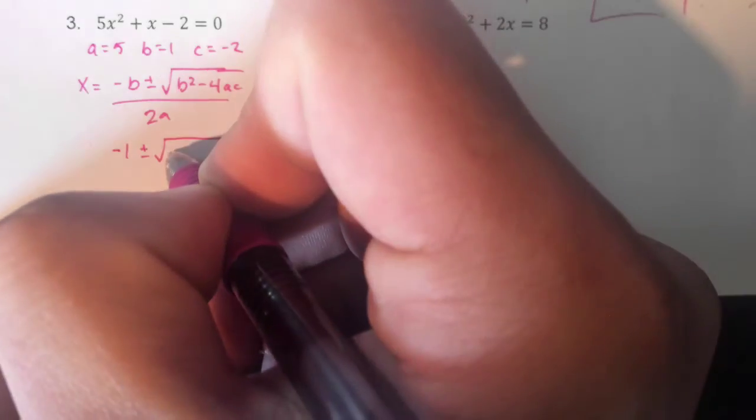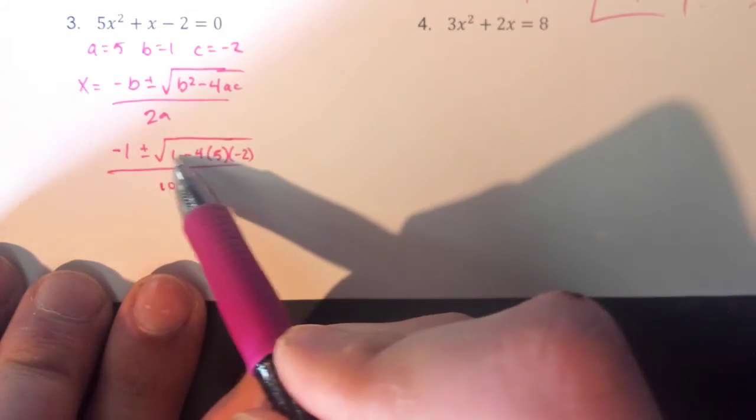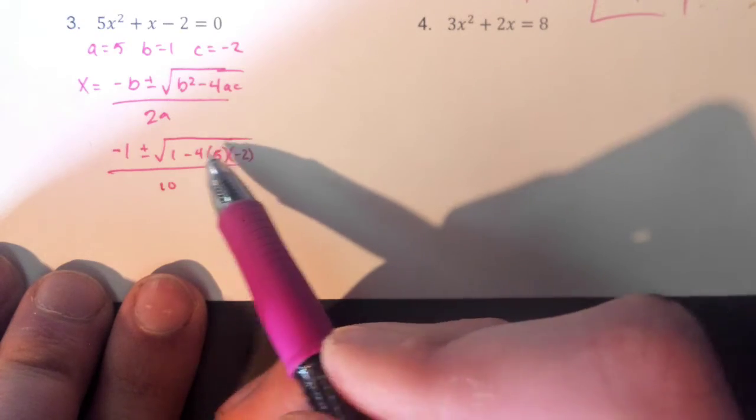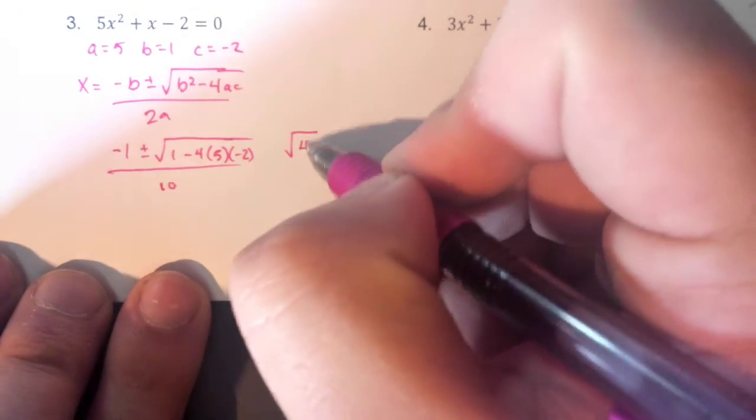Okay, plug it into the formula. Negative 1 plus or minus the square root of B squared, which is still 1, minus 4 times A times C, all over 2A. That's 10. Okay, so let's see. 5 times 4 is 20. 20 times 2 is 40. 2 negatives makes a positive, so that would be 41.